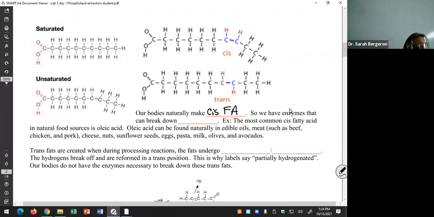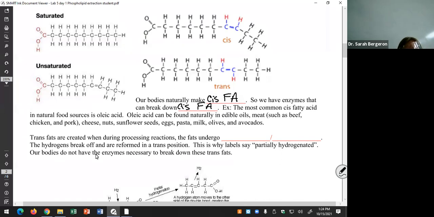So we have enzymes that can break down those cis fatty acids, right? The most common cis fatty acid in our natural foods is oleic acid. So in all of our meats, our beef, chicken, pork, our cheeses, our nuts, all the things that we really commonly eat, a lot of it is oleic acid, right? So we know how to process that. Our bodies are accustomed to that.